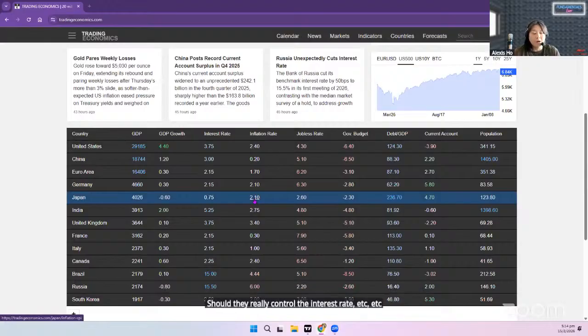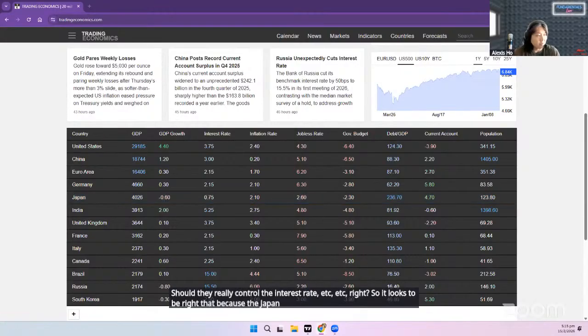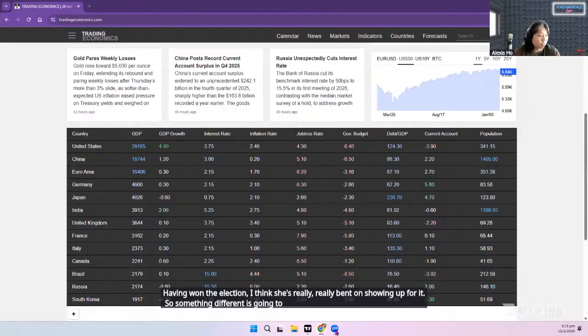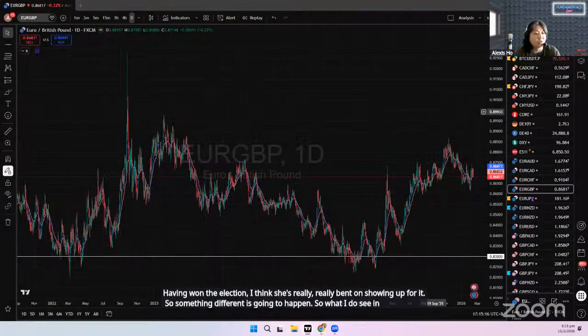So it looks to be right that Japan's new female leader is a bit more aggressive in the way she's moving the economy, and having won the election, I think she's really bent on showing up for it. So something different is going to happen. So what I do see as an opportunity is in the euro yen.